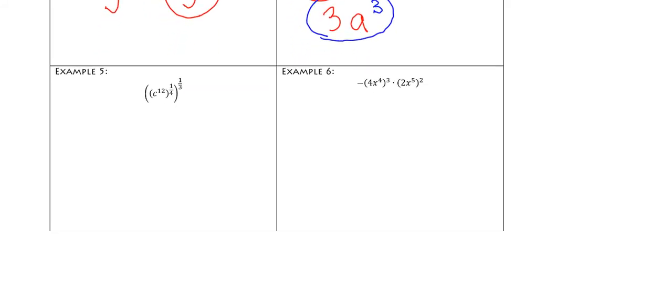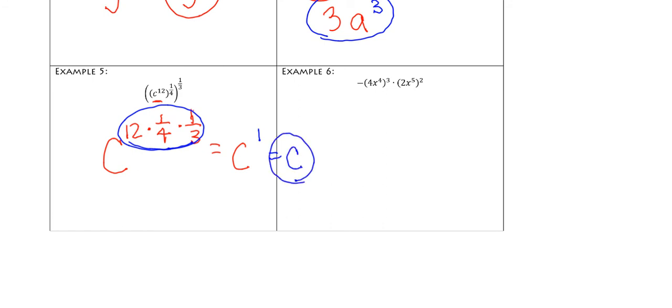Last two examples. Example 5. Look at this. C to the 12th power to the 1/4 power to the 1/3 power. Same idea. We're just going to multiply all of those exponents together. This is just the power rule twice in a row. So C stays our base. 12 times 1/4 times 1/3 is 1. And we don't typically write the 1, so C is our final answer.